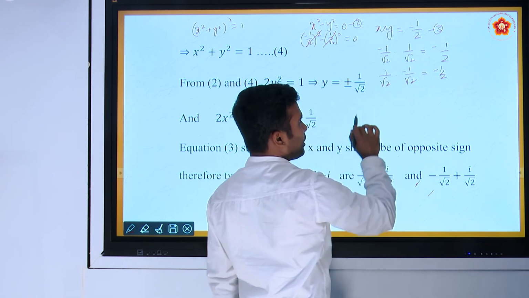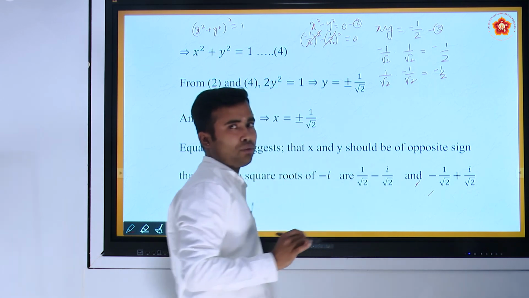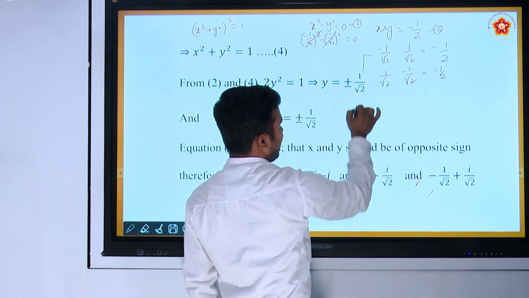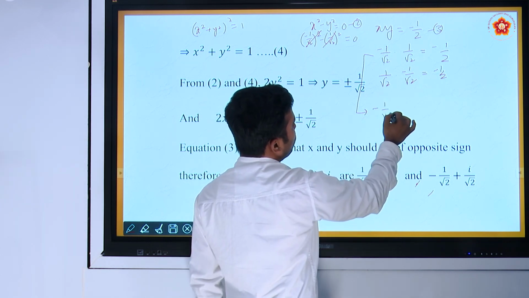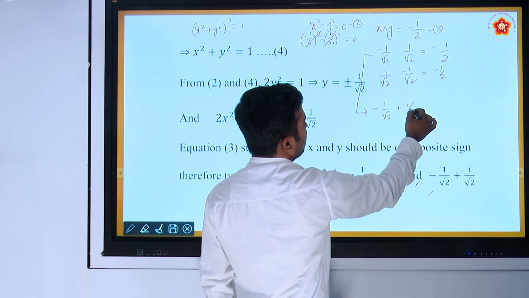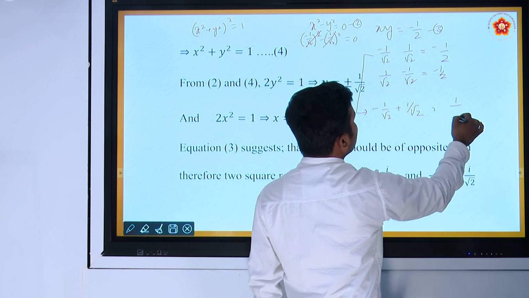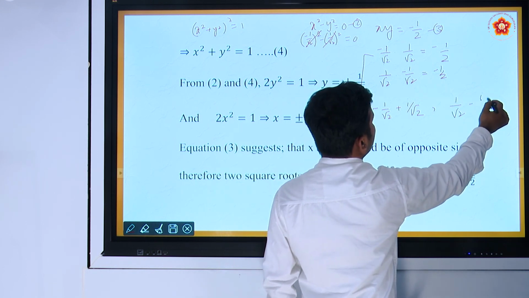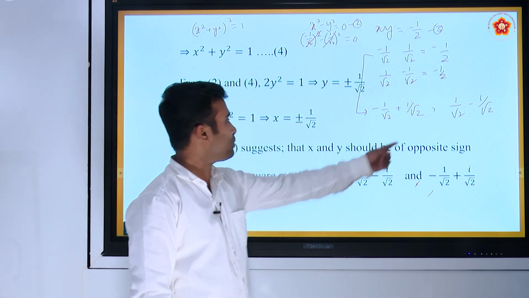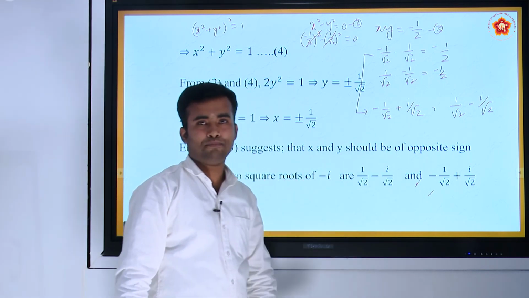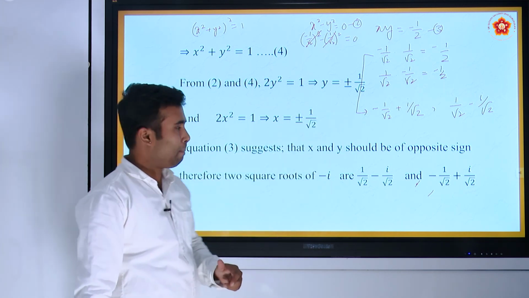Hence here we got the square root of a complex number as x is 1 by root 2, y is 1 by root 2. Here x is plus 1 by root 2 and y is minus 1 by root 2. Hence I can write the square root of the given complex number as minus 1 by root 2 plus i by root 2, and another one is this one, that is 1 by root 2 minus i by root 2. This is what we have got here. This is a short method to find the square root of a complex number.